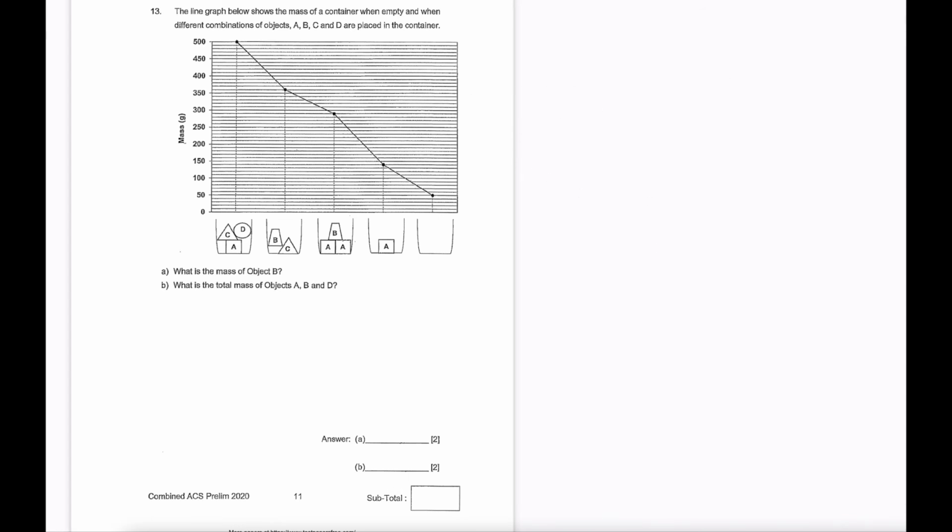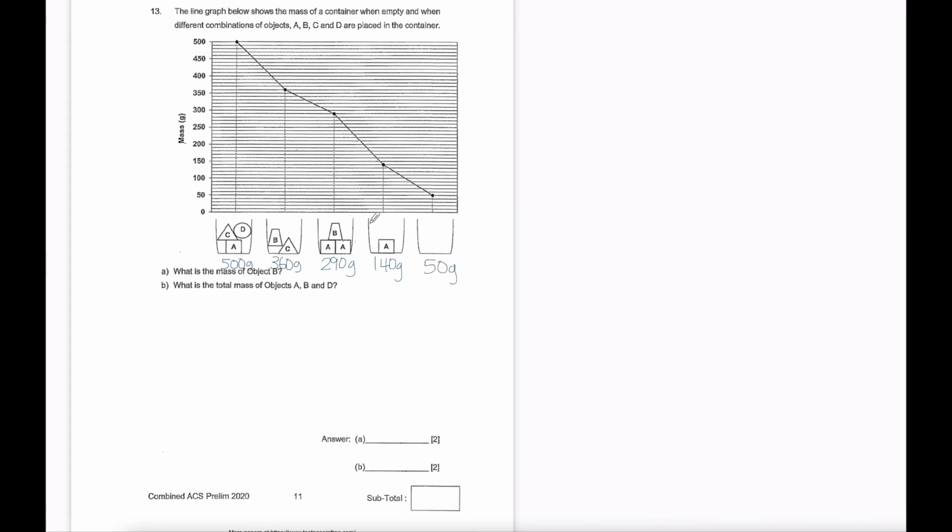Question 13. The line graph below shows the mass of a container when empty and when different combinations of objects A, B, C are placed in the container. Between 0 and 50 there are 5 spaces, so each space is 10. Let's start finding out. ACD is 500 grams, followed by this, which is 360, and this is 290. And A plus container is 140. So the container itself will just be 50 grams.